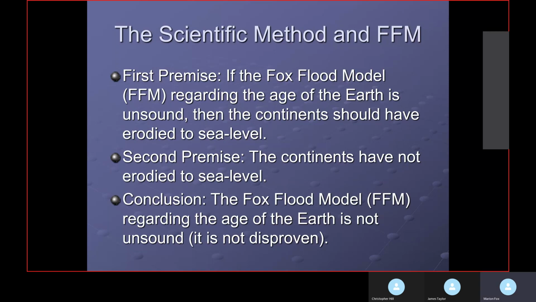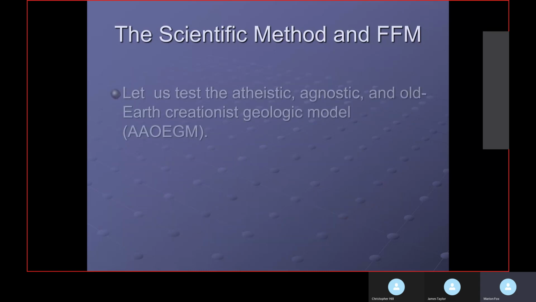Now then, my model says it should be young. It should not be extremely old, billions of years old. And so we find here, since the continents have not eroded to sea level, not even near it, it can't be 25 or 30 million years old. It has to be much younger than that.